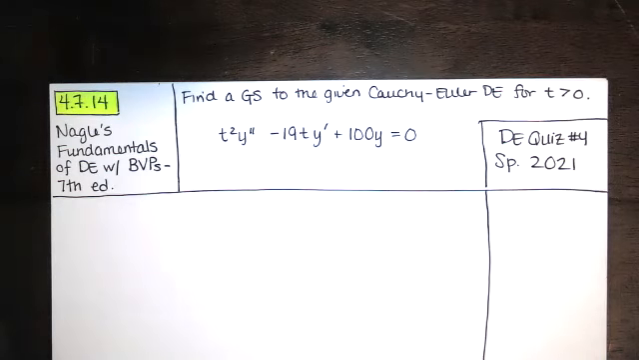In this video, we're solving problem 4.7.14 from Nagle's Fundamentals of Differential Equations with Boundary Value Problems, 7th edition. We're asked to find the general solution to the given Cauchy Euler DE for t greater than 0. This problem appeared on quiz number 4 from the spring 2021 semester in Elementary Differential Equations at Tulsa Community College.